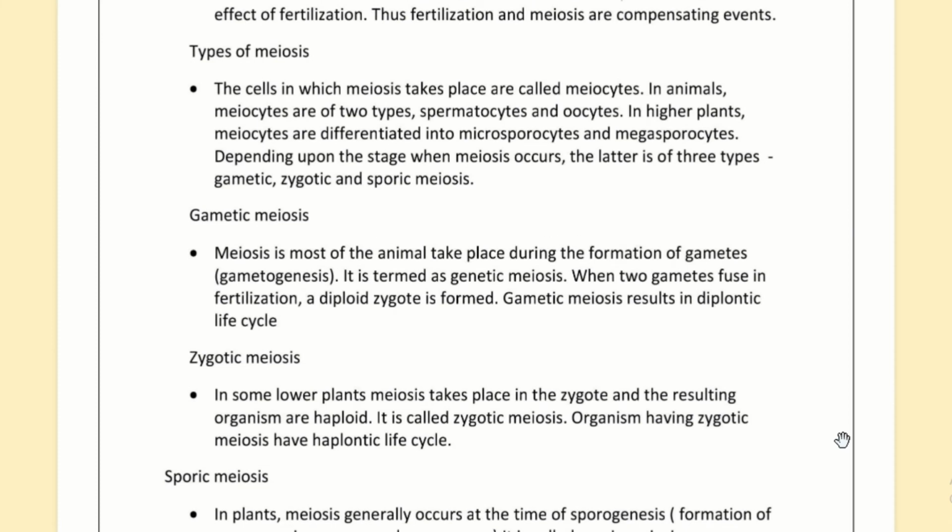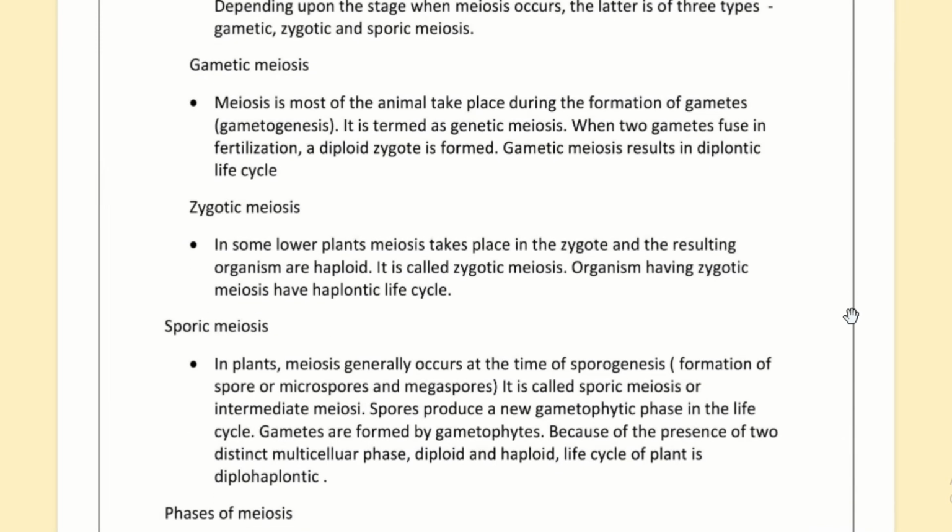Types of meiosis. The cells in which meiosis takes place are called meiocytes. In animals, meiocytes are of two types, spermatocytes or oocytes. In higher plants, meiocytes are differentiated into microsporocytes and megasporocytes. Depending upon the stage when meiosis occurs, the latter is of three types: gametic, zygotic, and sporic meiosis.